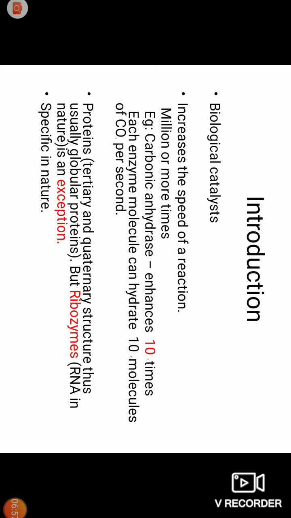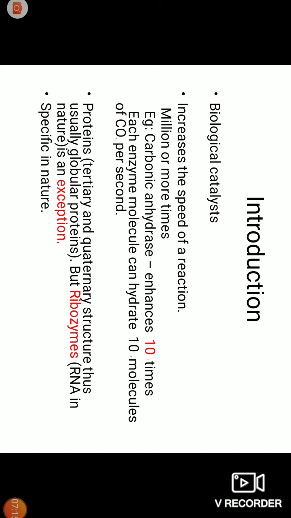But this is not the case with every enzyme. The enhancement speed of an enzyme is a variable one. This is one of the fastest enzymes, but some enzymes will have a lower degree of enhancing the speed.